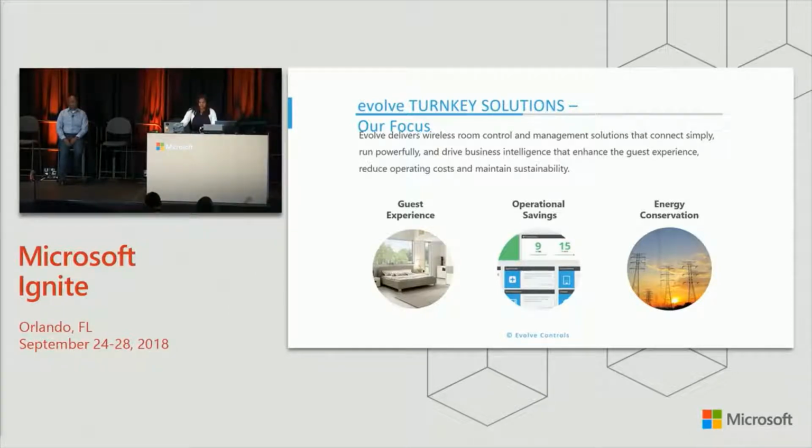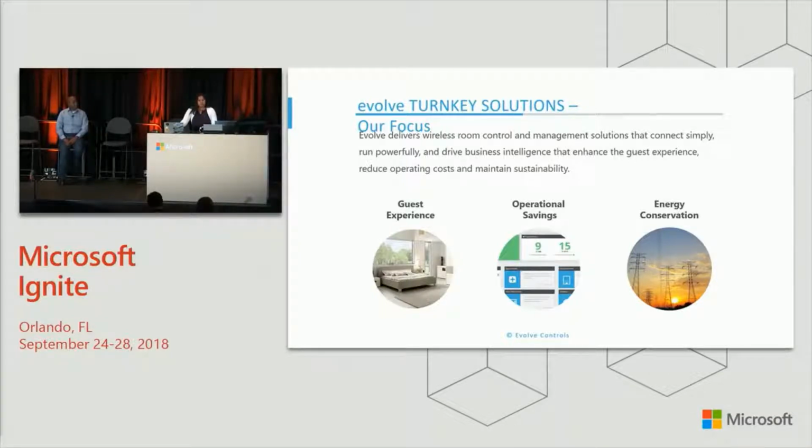Operational savings. Hotel staff use Evolve's Insight dashboard to gain visibility into what is happening in the room. If there are any issues, they have the opportunity to fix the issue even before the guest finds out that there is a problem.